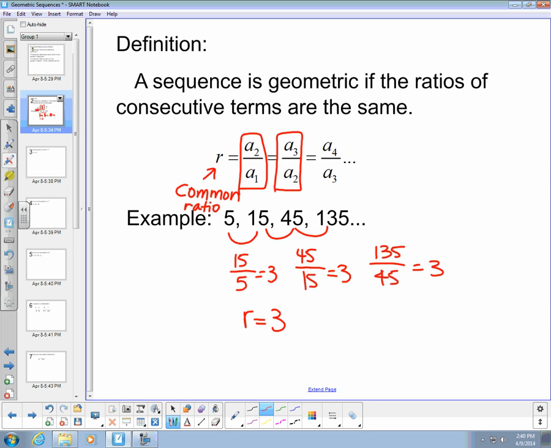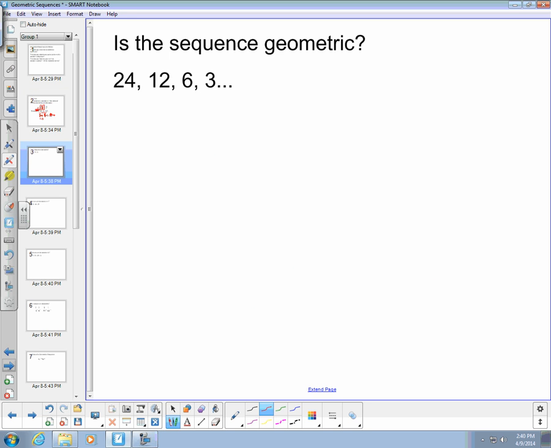Okay, so we are going to look at several sequences, and I want you to determine whether they are geometric or not. And if they are, find your common ratio. So pause on each slide, decide your answer, and then start again.